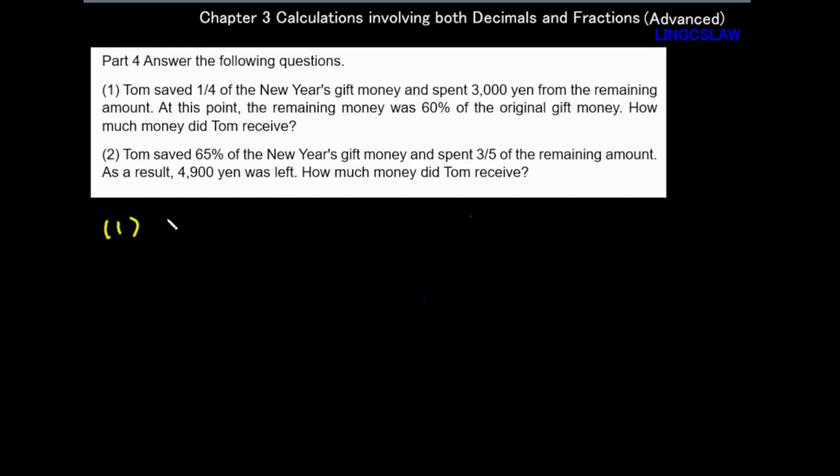Let's say Tom received, suppose Tom received X yen. Now, Tom saved 1/4 of the New Year's gift money. So this is New Year's gift money.